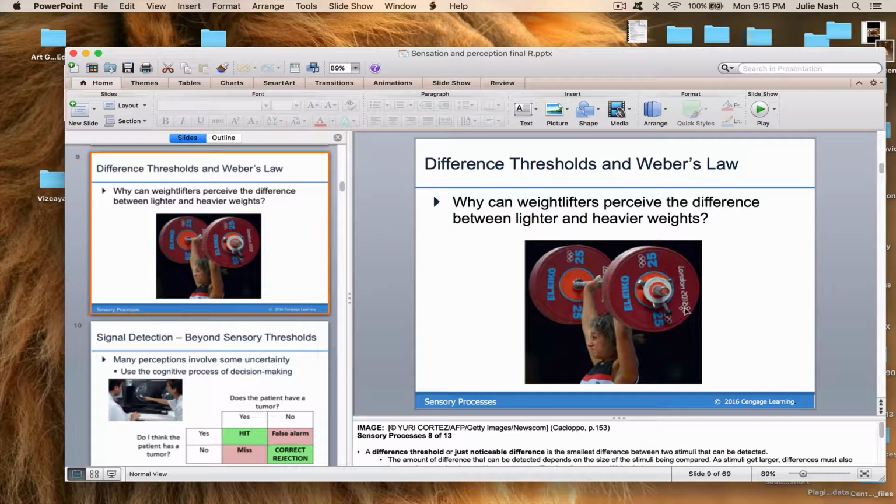Because relative to what she's already picking up, it doesn't make that much of a difference. See the word difference in there? But if we added another 25 pounds to each side, she would definitely feel that difference. So it is the smallest amount that a stimulus can differ, and we would pick it up.